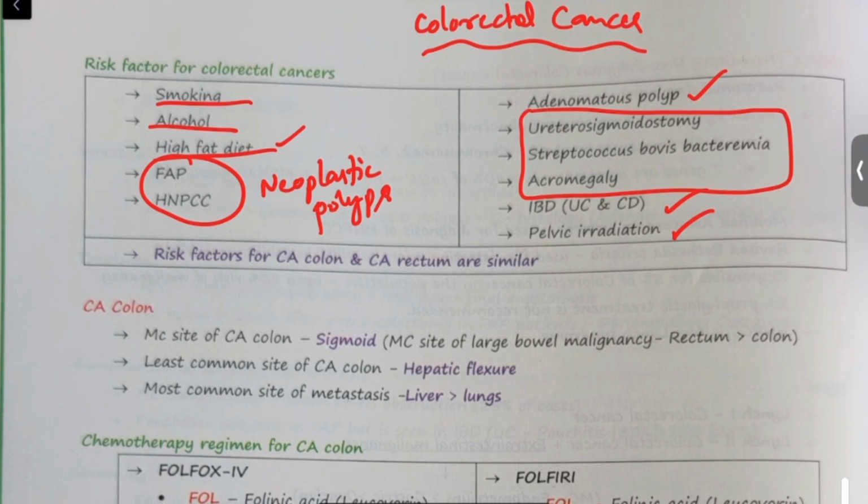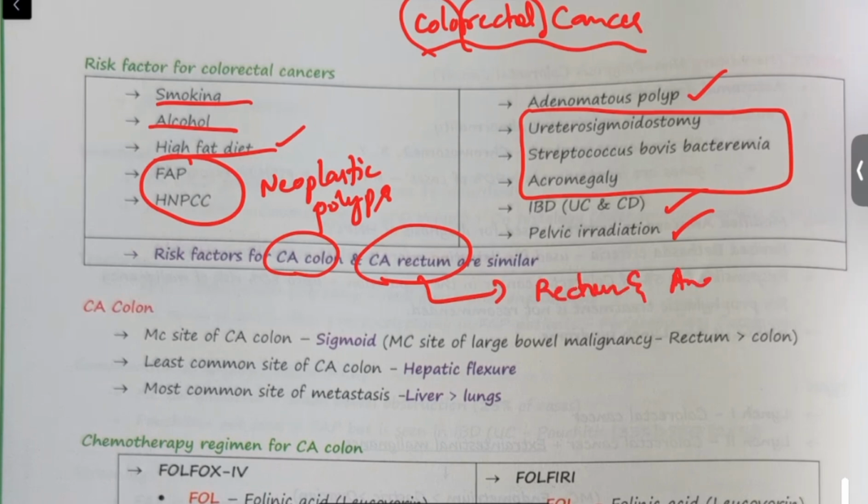Okay, again colorectum, that is colon and rectum, we are studying it together because they have similar risk factors and manifestations, but CA rectum will be dealt in rectum and anal canal as a separate class. Now we will discuss CA colon.